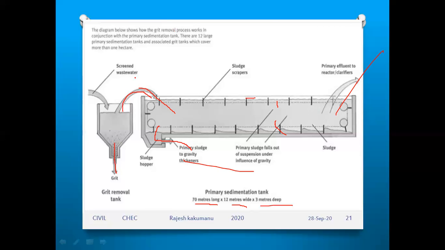So the unit is very easy. The only thing is you have to draw the figure and you have to explain any method, right? Understood?